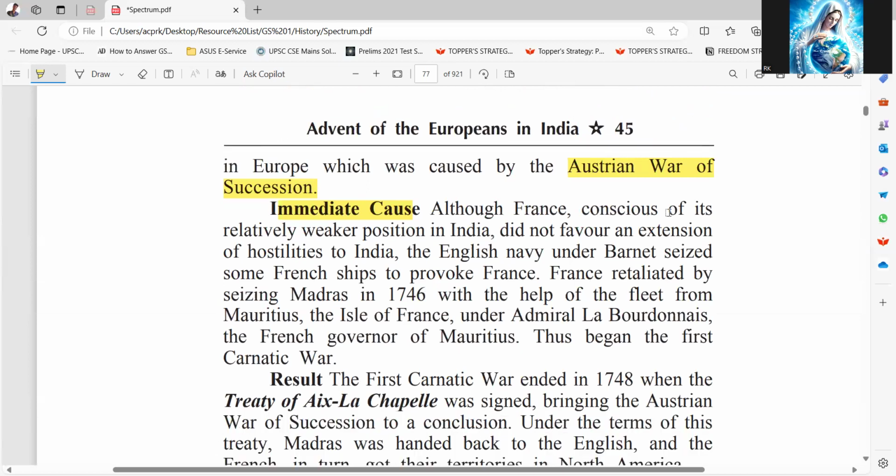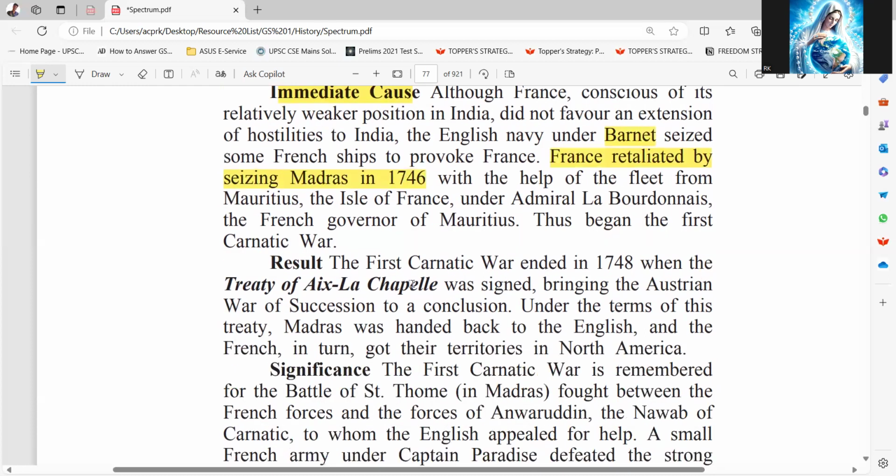Immediate cause. Although France, conscious of its relatively weaker position in India, did not favor an extension of hostilities to India, the English Navy under Barnett seized some French ships to provoke France. France retaliated by seizing Madras in 1746 with the help of a fleet from Mauritius, the Isle of France, under Admiral La Bourdonnais, the French governor of Mauritius. Thus began the First Carnatic War.